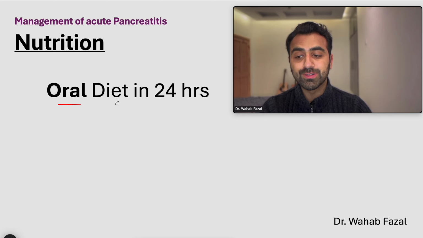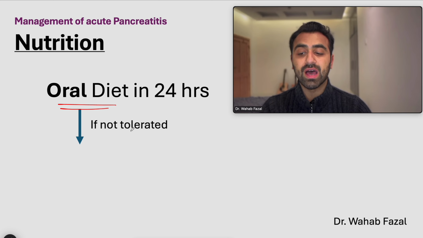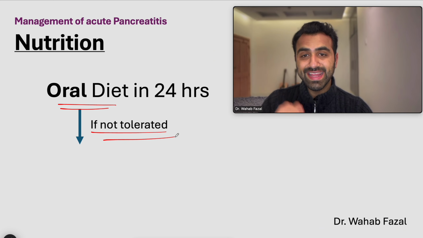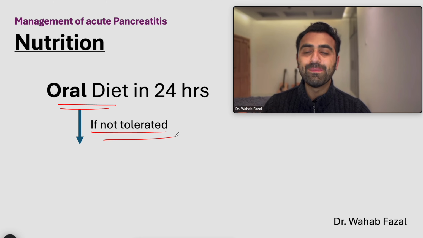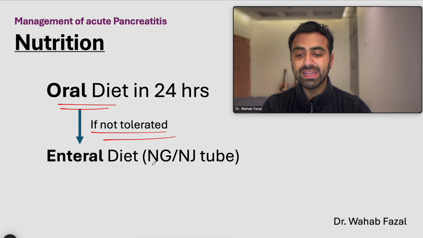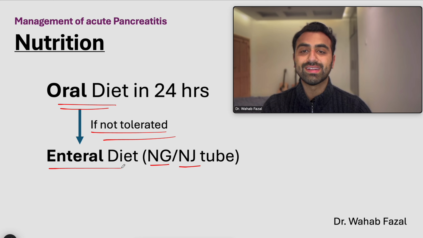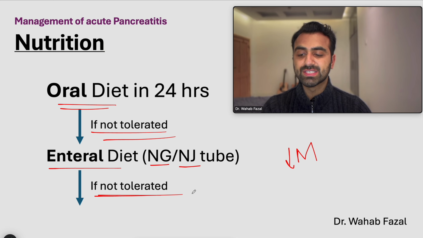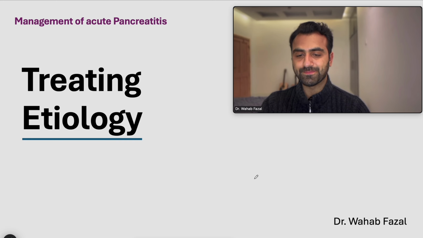As soon as 24 hours. Basically, you want to start them on oral diet in 24 hours. And if they don't tolerate that, what's the next step? You want to start them on enteral diet. Basically, what is enteral? You start with a tube that goes directly into either their stomach or their jejunum. If it goes directly in via an NG tube or an NJ tube, you want to start them on enteral diet as soon as possible. And this actually improves their mortality, decreasing the mortality basically. And if enteral diet is still not tolerated, you want to start thinking about parenteral diet. But basically start the nutrition as soon as possible for people with pancreatitis.